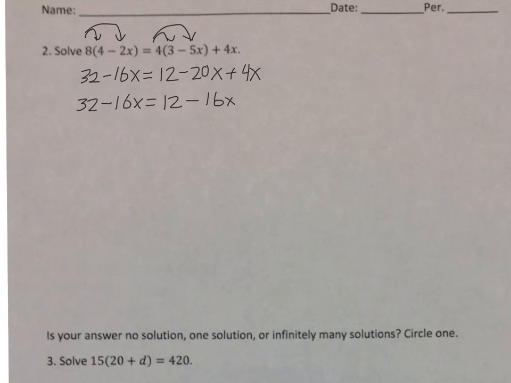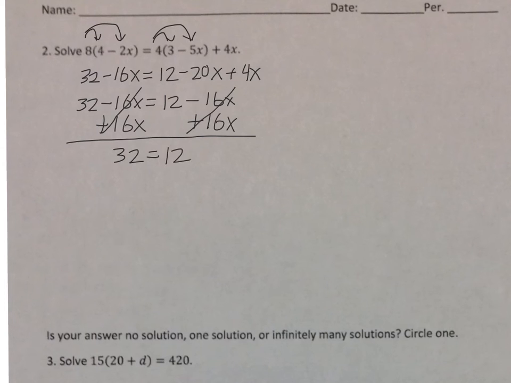All right, so right now I want to take care of my x's. I want to move them over. So they're both negative 16x, so it doesn't matter which one you move over. I'm going to go ahead and move this one here. If you move the other one, it really doesn't matter. On the left side, the 16x's cancel out, and I get 32 equals. And on the right side, my 16's cancel out as well, and I get 12.